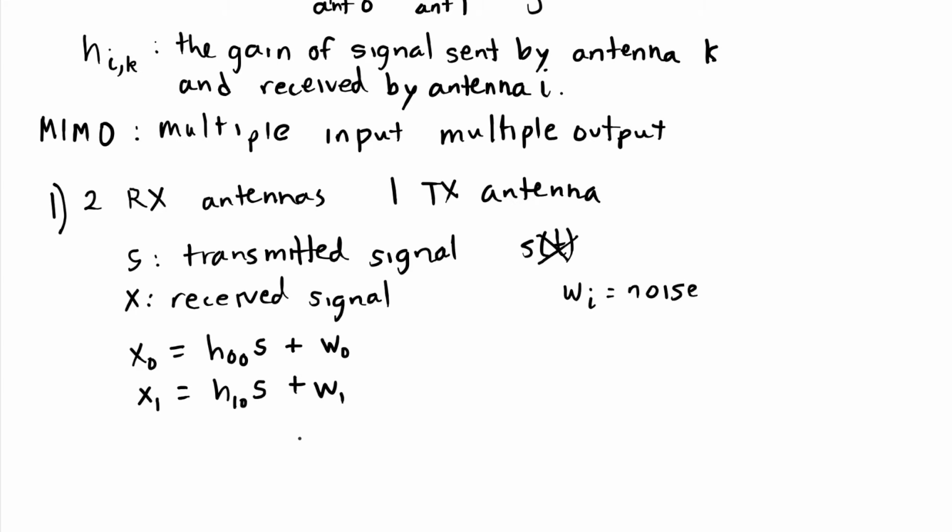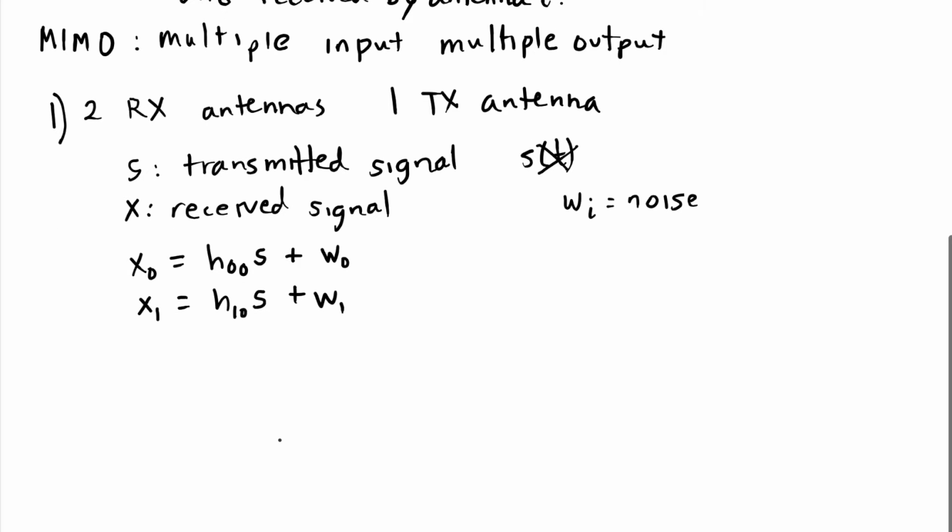And what we do in this case, to get the best situation we can out of our signals x0 and x1, remember we're trying to estimate S, we don't want the noise, but we want S, even if h00 is very small or h10 is very small, we want to get a good estimate of S. So what we're going to do is come up with an estimate for S that combines some amplitude multiplied by x0 and some amplitude multiplied by x1.